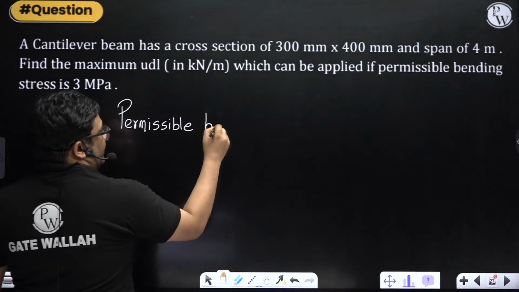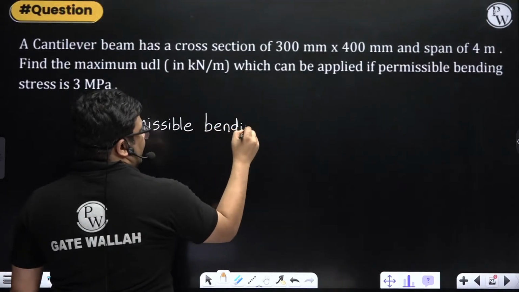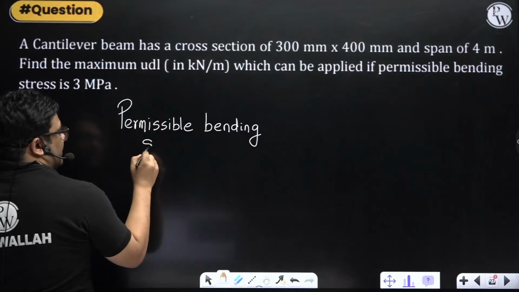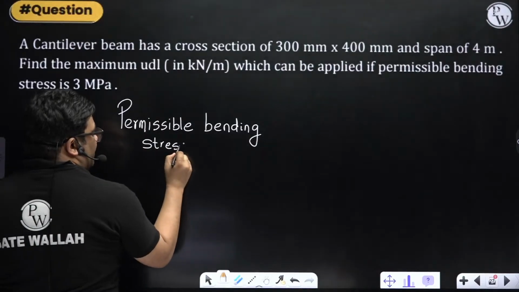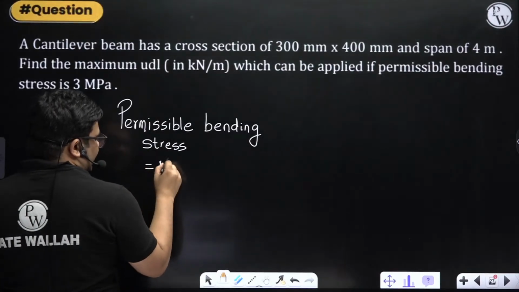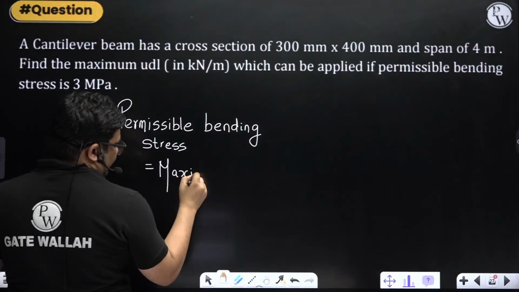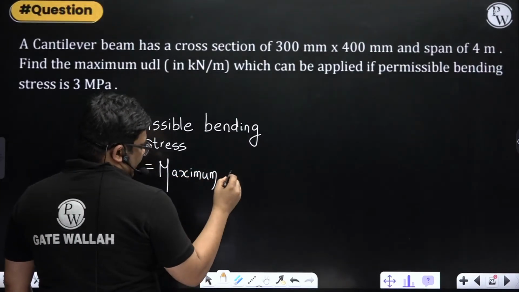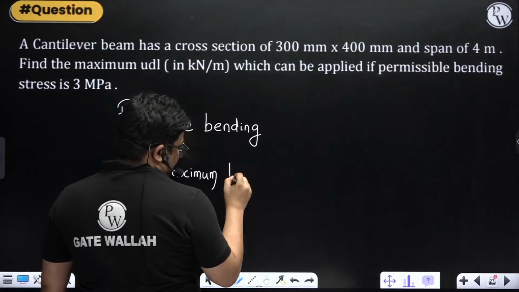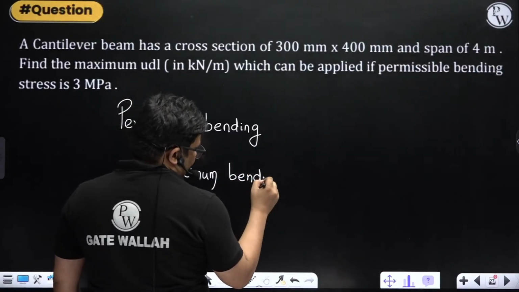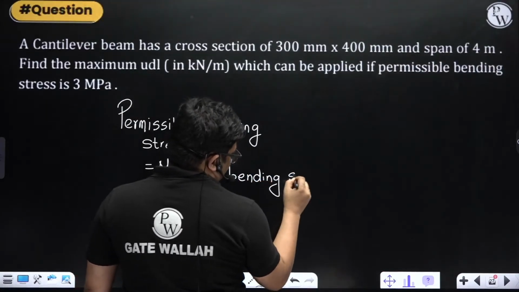So whenever they write permissible bending stress, that means what? We are talking about the maximum bending stress. Means you cannot cross this. So that means it is telling the maximum bending stress is how much? 3 MPa. Very good.